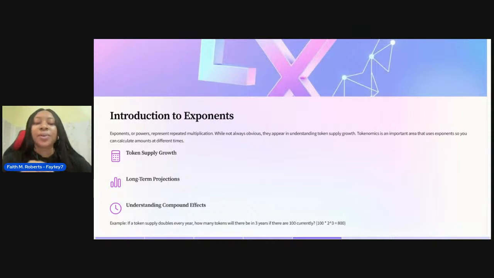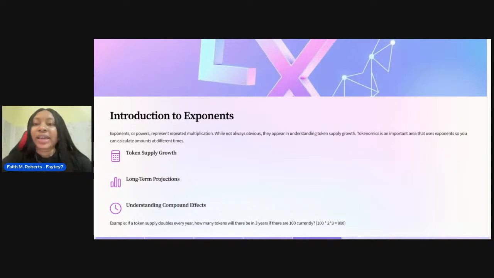So exponents or powers represent repeated multiplications. It's not always obvious, but they appear in understanding token supply growth. So for those going to dive properly into tokenomics, you would need to understand these concepts properly. So what are exponents used for? Used majorly for token supply growth, long-term projections, and understanding compound effects.